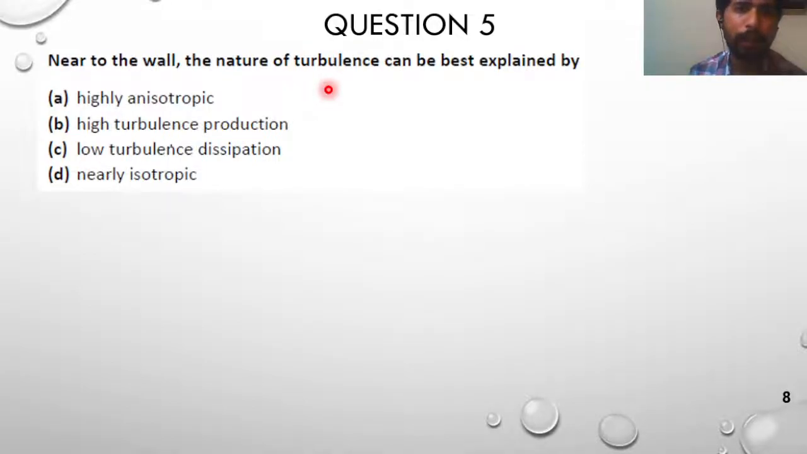In question number 5, we have: near the wall, the nature of turbulence can best be explained by which of the following options?